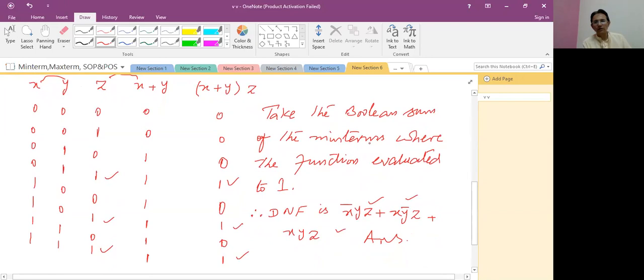So take the Boolean sum of the minterms where the function evaluated to 1. It means in the last column where 1 is lying, we will consider these terms only with the help of x, y, z, because 1 is similar to z, 1 is similar to y, but it is different. So we will take the complement of x. The complement of x, y, z are similar because it is 1, and we compare. Similarly, this value is compared to x and z, both are similar, but y is different. So we will take the complement of y only, and in the last term it is 1. Then we consider it will be 1, 1, 1. All values are similar to 1. So plus x, y, z. So there are 3 minterms in this function.